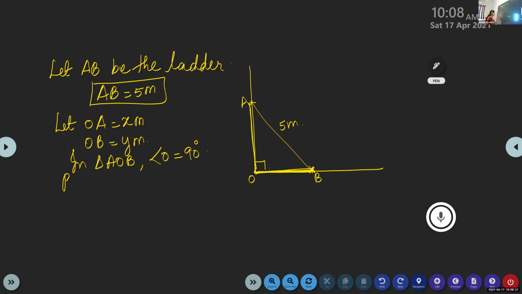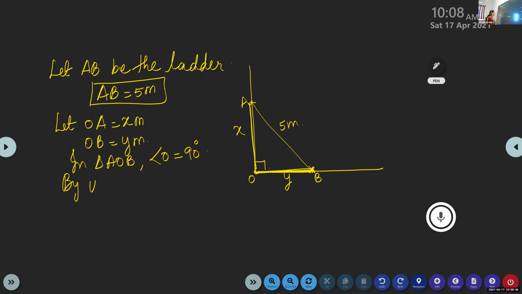Therefore, can we find a relation between this X and Y and 5? Is it possible to relate all these three? Yes. How? Pythagoras theorem. Very good. Here we are going to use Pythagoras theorem. It is the relation connecting all these three terms.